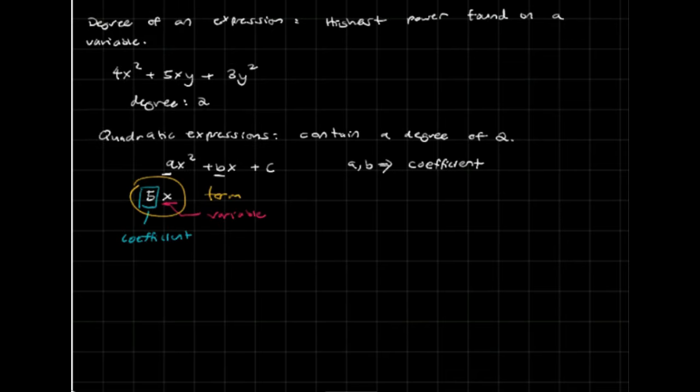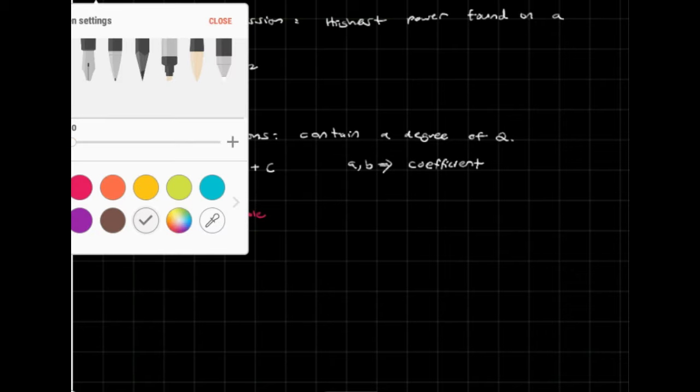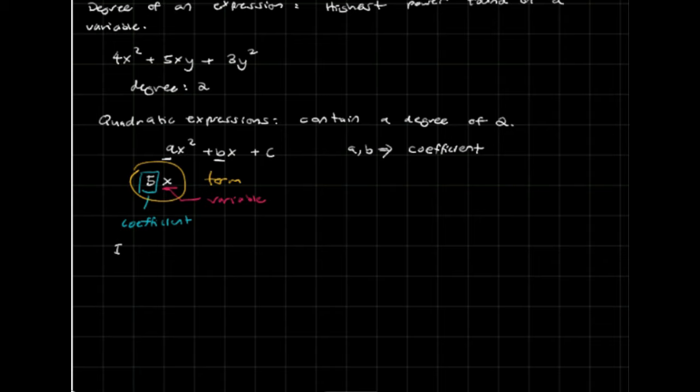Okay? And the coefficient just tells us how many times we multiply the variable. So this means 5 times x, right? So if x is equal to 2, and this could refer to anything really, whatever we're describing, if x is equal to 2, then 5x is equal to 5 times 2, which is 10.